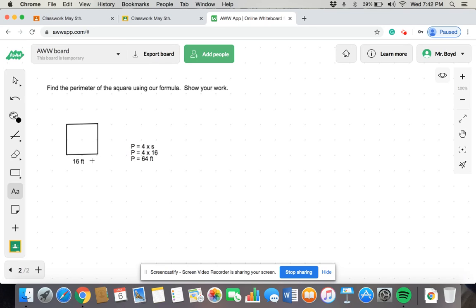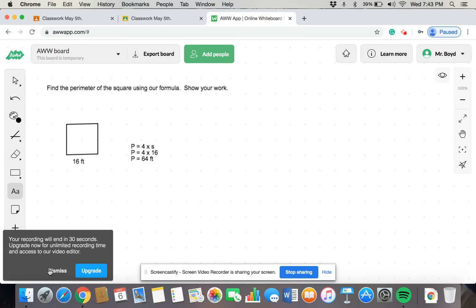Now remember, when we're finding perimeter, we are looking for only the outside, not the inside. I saw some of us finding area. Perimeter is the outside of the shape. For a square, we know if one side is 16 feet, all 4 sides are 16 feet. So it'll be 4 times the side, in this case 16, and we'll find 64 feet.